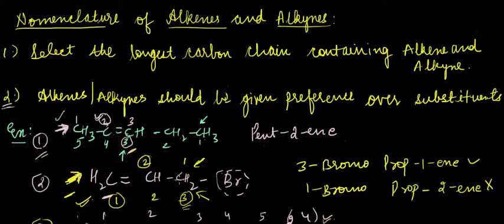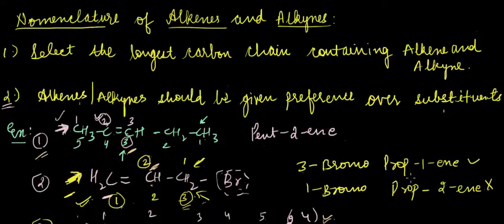Okay, now talking about the second rule, where I say that alkenes and alkynes should be given preference over substituents. Let's suppose we have this compound. If we start numbering from this carbon atom, you can find the substituent at the first position. However, you will find the alkene at the second position. But if you start numbering from this carbon atom, from the left hand, you can find the alkene at the first position and the substituent at the third position. So according to the second rule, alkenes and alkynes should be given preference over substituents. Hence we will start the numbering of the carbon atoms from the left hand, so the alkene would be at the first number and bromo would be at the third number.